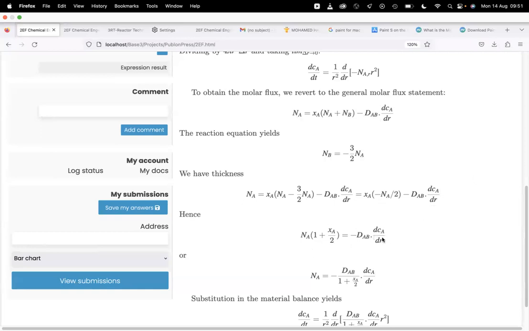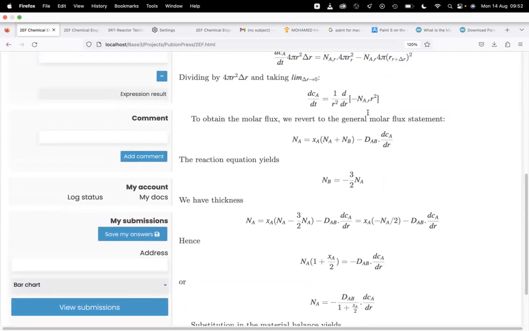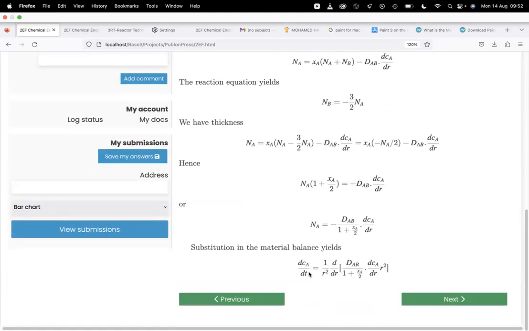So the diffusion part is here. Now we can say the molar flux of A is minus DAB over 1 plus XA over 2 times dCA dR. That's our expression for the molar flux. Then we can substitute this into our balance expression to get rid of this NAR. So now we have finally this form: dC dt equals 1 over R squared d dR of DAB over 1 plus XA over 2 times dCA dR times R squared.